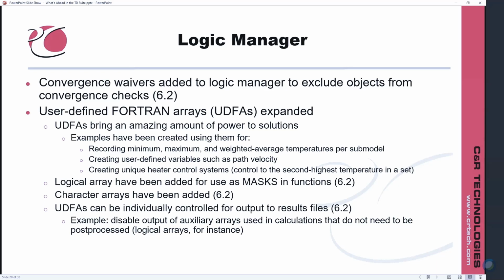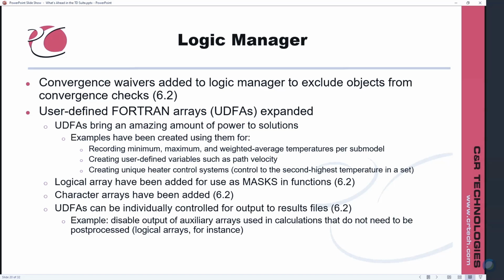And then again, more expansions on the user-defined Fortran arrays. They bring an amazing amount of power to solutions. So we've already created several examples for recording a minimum, maximum, and weighted average temperature per submodel, creating user-defined variables such as path velocity, and creating unique heater control systems. So I had one person ask, I have 4 measurements, but the heater is controlled to the second highest temperature of those measurements. So using UDFAs, we were able to set up a way to do that.